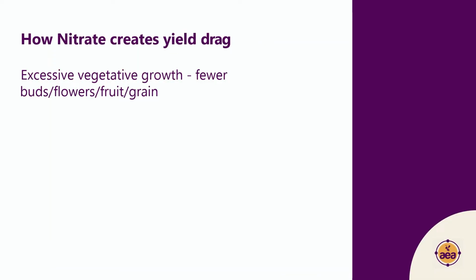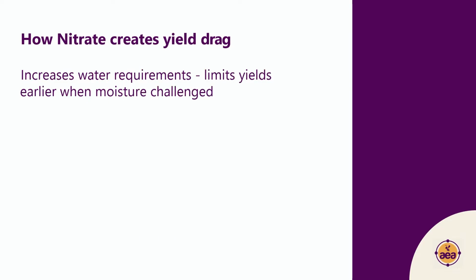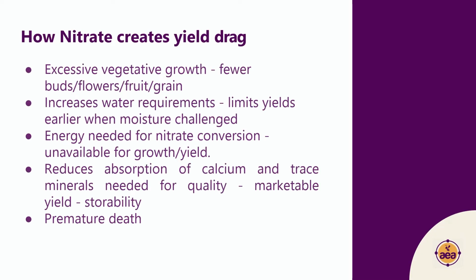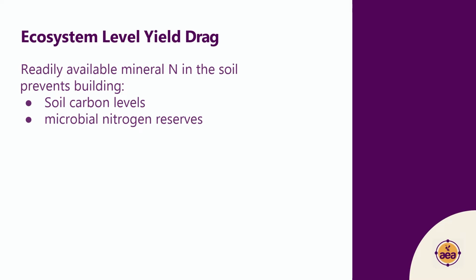Nitrate also creates yield drag by increasing excessive vegetative growth. It has a synergistic relationship with the plant hormone auxin, and leads to wide node spacing, less reproduction, increased water requirements, increased energy needed for nitrate conversion, etc. We reviewed this. All right.